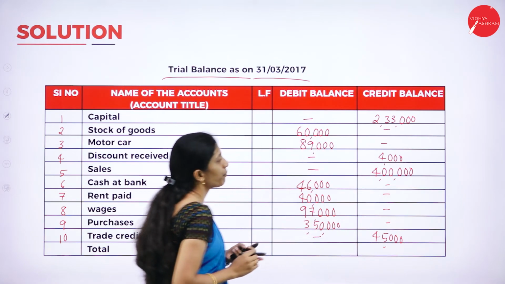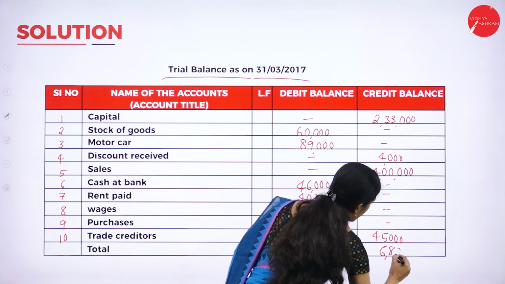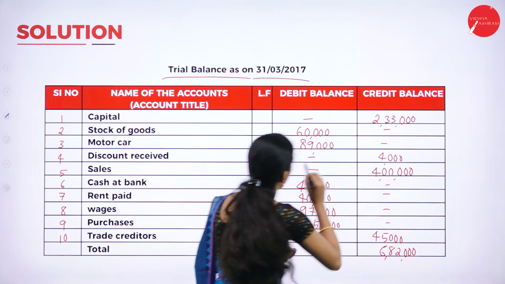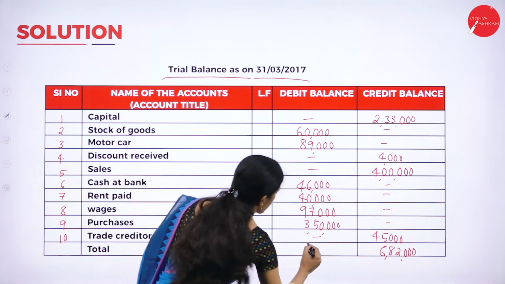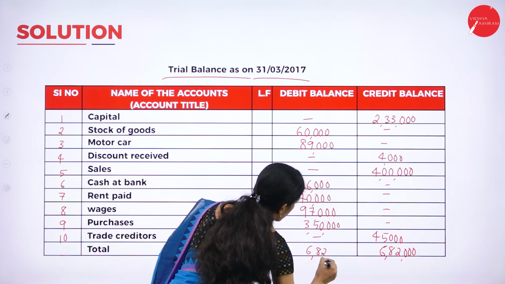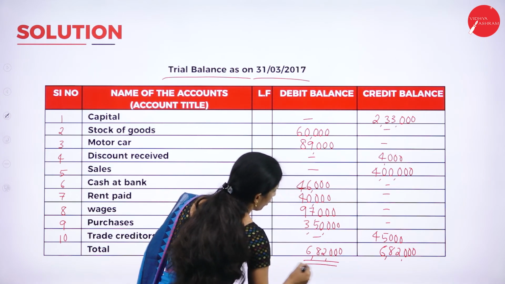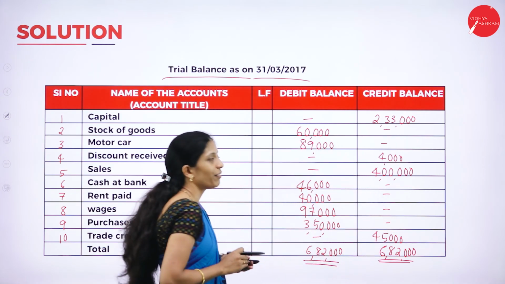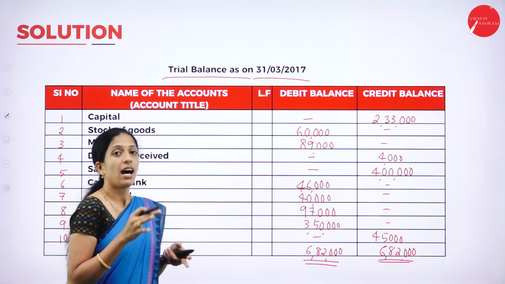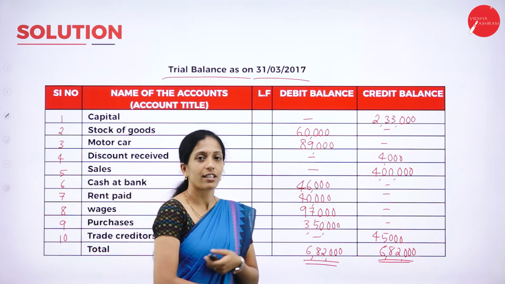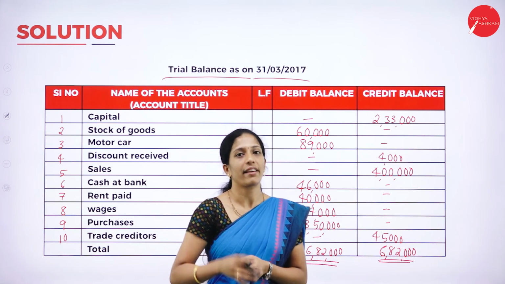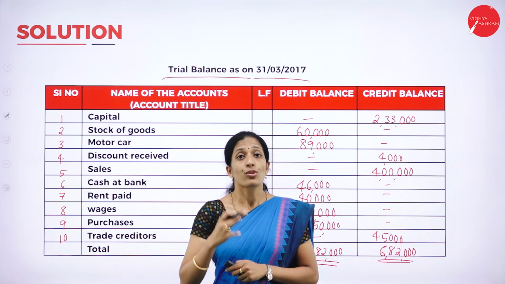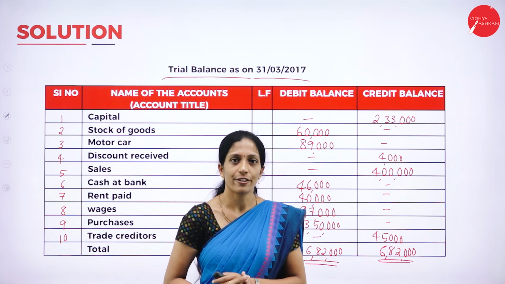If you add both sides, it is 6,82,000 on the credit side, and coming to the debit side, 6,82,000. In the sense, the total of debit is equal to the total of credit balance. In the sense, our ledger accounts are correct. That is, the total balance of each and every ledger account is correct. So this is how you are going to prepare the trial balance.